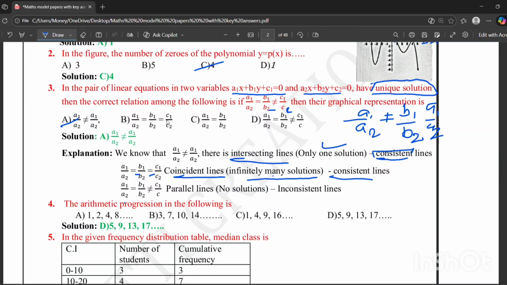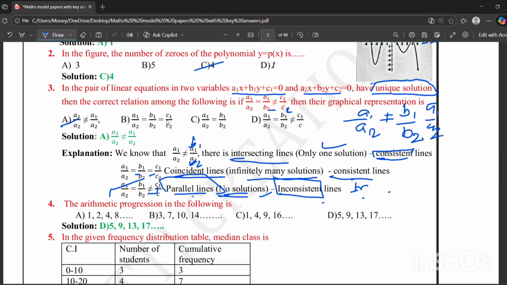And a1 by a2 is equal to b1 by b2 which is not equal to c1 by c2. Here, this is also b1 by b2, children. These are parallel lines. For parallel lines we have zero solutions and the lines are inconsistent. They may ask what the relation is for inconsistent lines. So you can write this answer, and if they ask what the lines are, you can say parallel lines, and if they ask what the solutions are, you can say zero solutions.